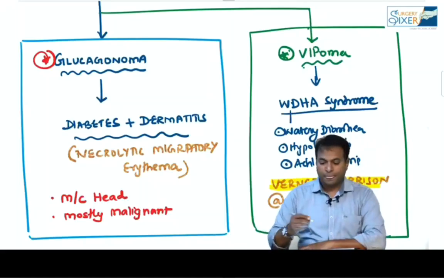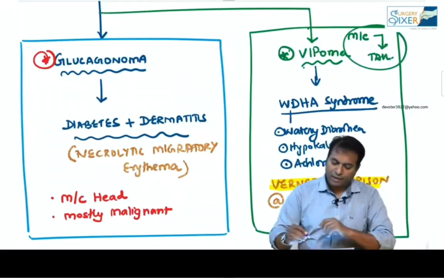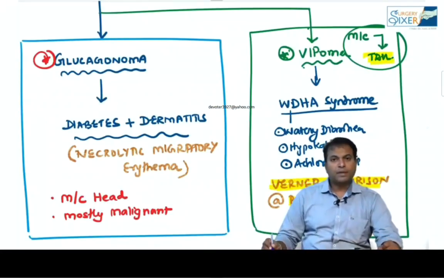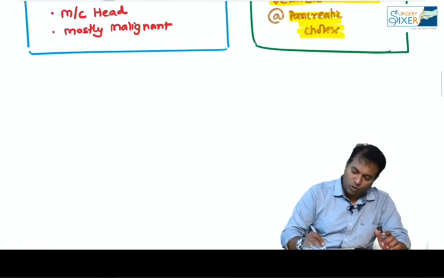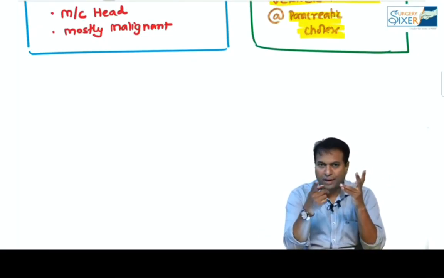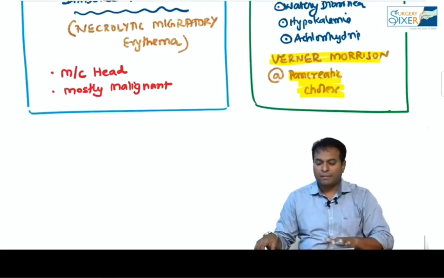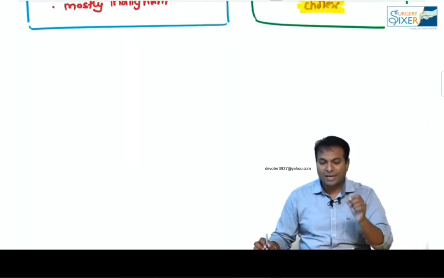Can you tell me where it is common? VIP-oma is most common in the tail. I used to remember VIP will have tail. So VIP-oma is common in the tail, glucagonoma is common in the head, insulinoma is equal in head, body, tail, and carcinoma is common in the duodenum. Please don't forget the neuroendocrine tumor common sites. Carcinoma is more common in Passaro triangle; if not there, go for duodenum. These are the high yield points from neuroendocrine tumors. Please don't forget necrolytic migratory erythema seen in glucagonoma.